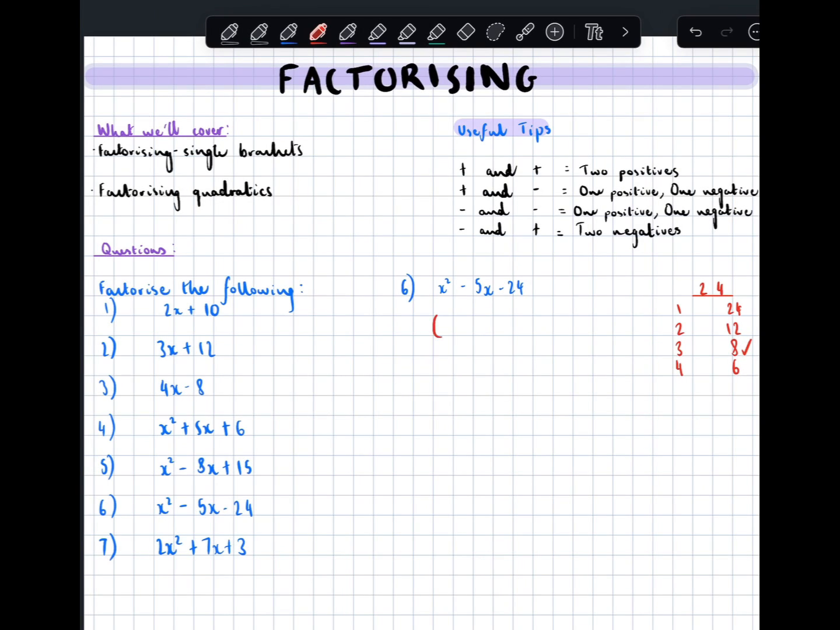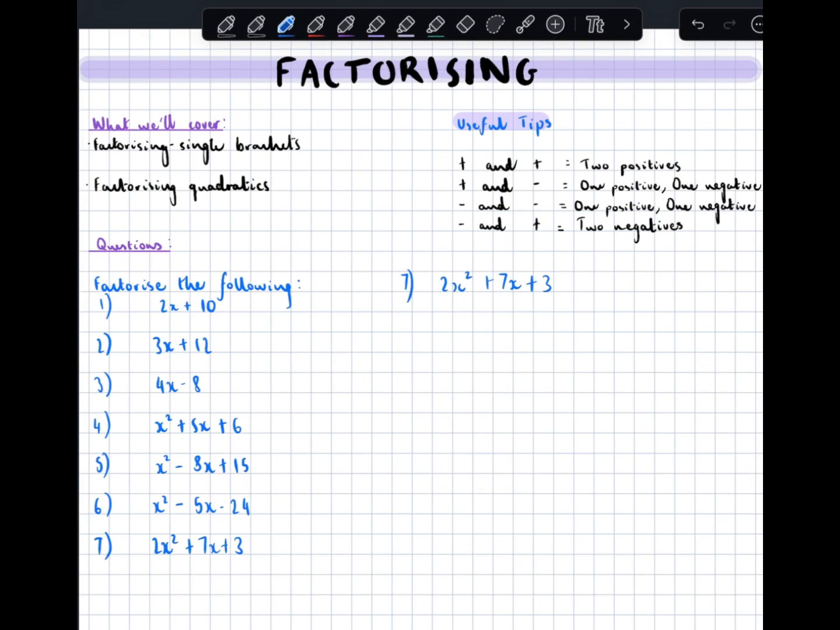So if we put that within the brackets, we've got x plus 3, we've got x minus 8. So you see what we did there? Even though it was a negative 24, I'm not looking for factors of negative 24 there. I'm just looking for the factors of 24, and then using the useful tips that I've written at the top, using that to tell me if I should be using a negative or positive.